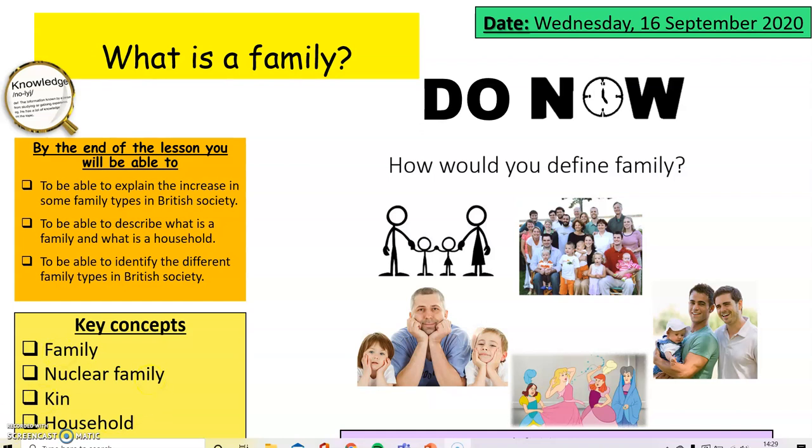So we're going to start off with lesson number 1, what is a family? So hopefully by the end of this lesson you'll be able to explain why there's an increase in maybe some different types of families in British society, be able to describe what a family is, what a household is, and look at some key family types.